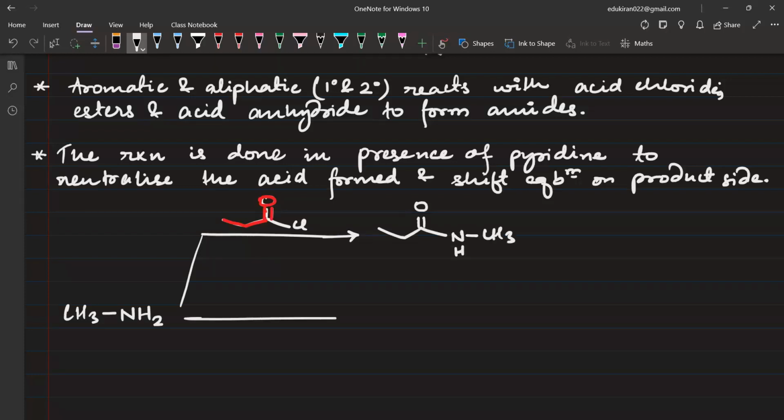ठीक है, similarly if you have acid anhydride, C double bond O, oxygen, C double bond O. ठीक है, ठीक. So this part, the carbonyl part, will be as it is.